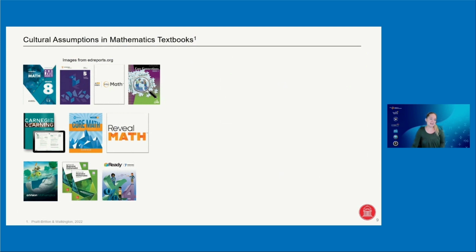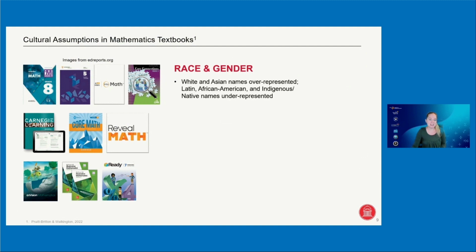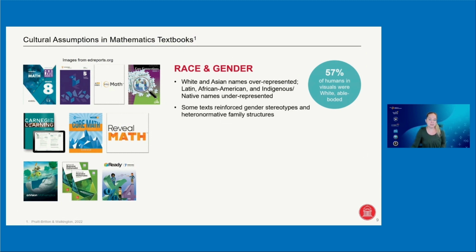So this kind of led us to think about the cultural assumptions of mathematics textbooks, and we use the top-rated 7th and 8th grade textbooks from EdReports. We found that white and Asian names were overrepresented in math story problems, whereas Latin, African American, and Indigenous names were underrepresented. We found that the majority of humans depicted were of white, able-bodied humans.